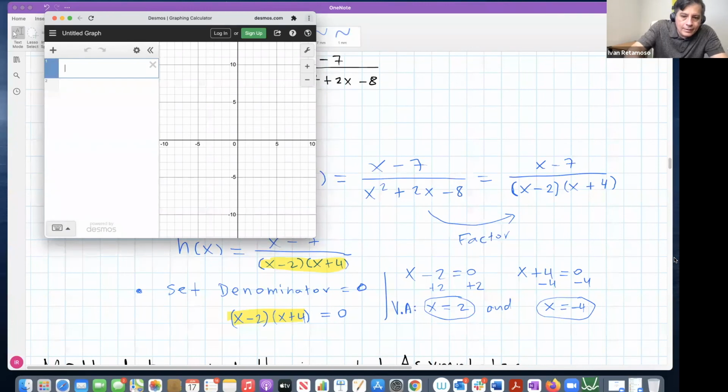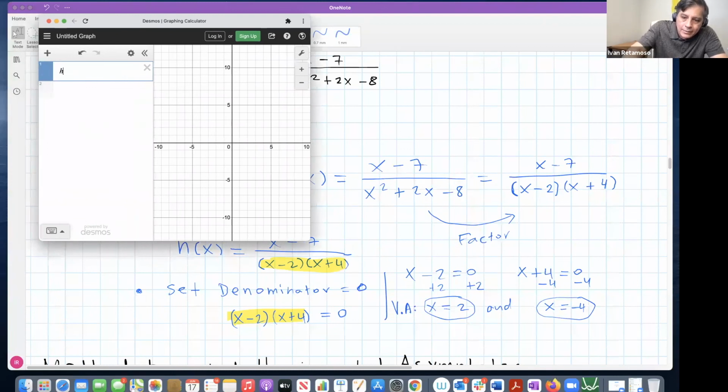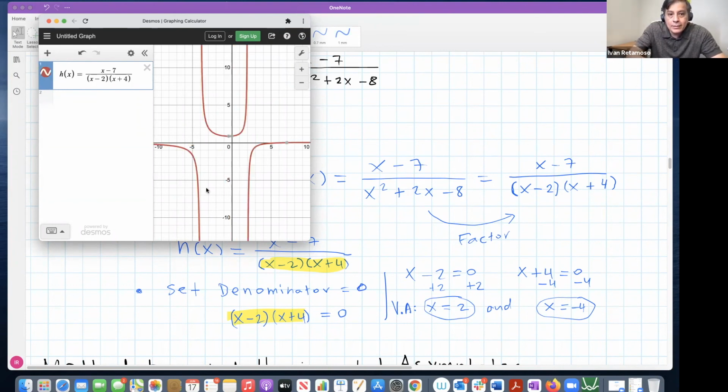It's always not a bad idea to check this out in our Desmos graph. h of x equal x minus 7, highlight this, slash. You can write it in factored form or in its original form, it does not really matter. But I want you to see these two asymptotes there. You see the two asymptotes, guys?